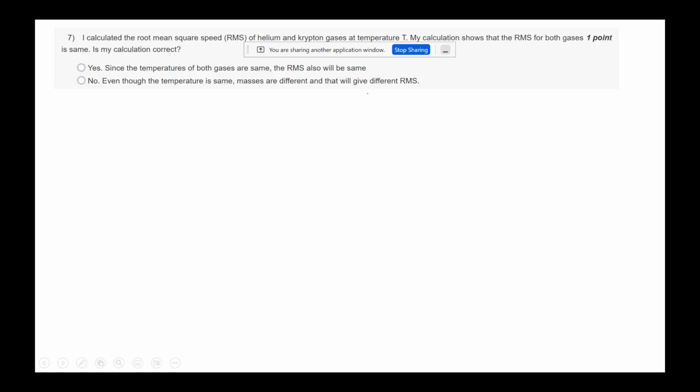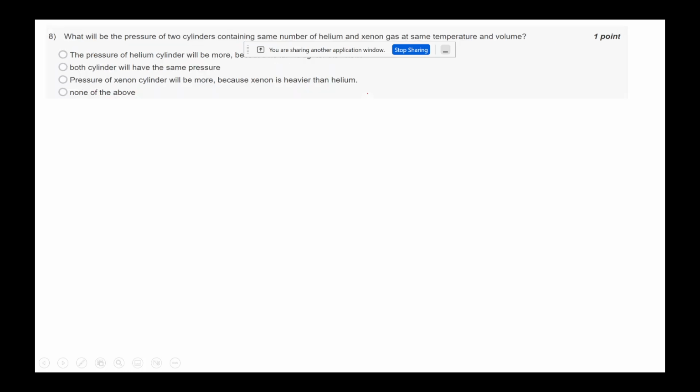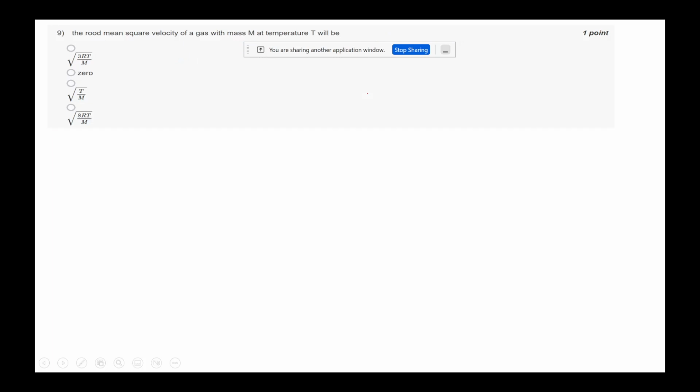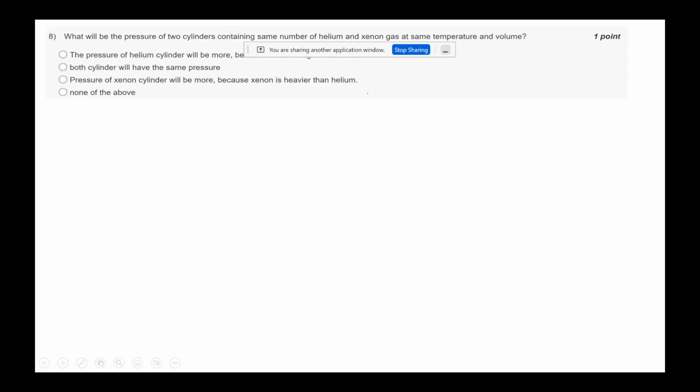Okay, so we can do this problem when we know about root mean square speed, right? So I think the next problem talks about root mean square speed. So we'll actually do problem number 8 first, and then we'll come to problem number 7, because problem number 7 we can do when we solve problem number 9. There is root mean square speed.